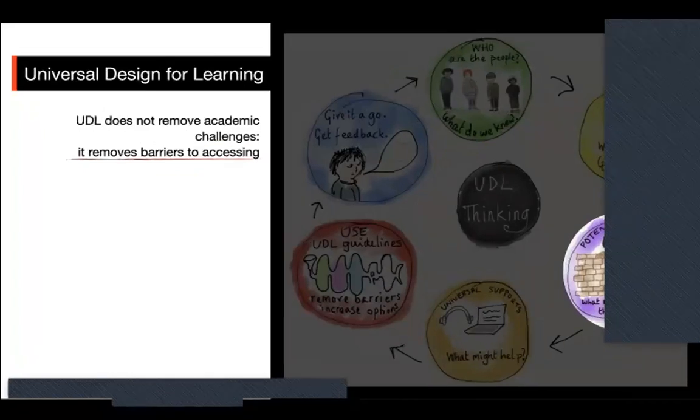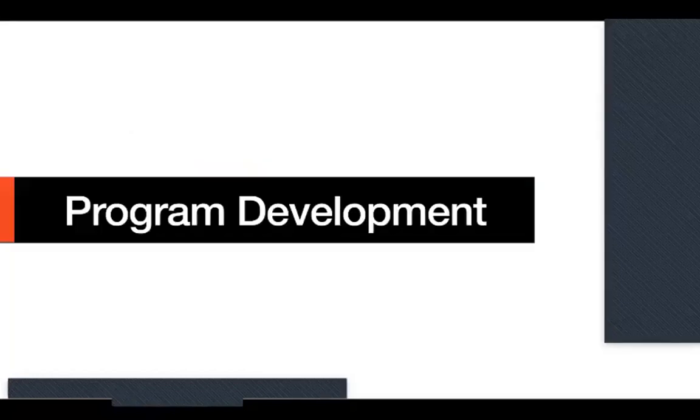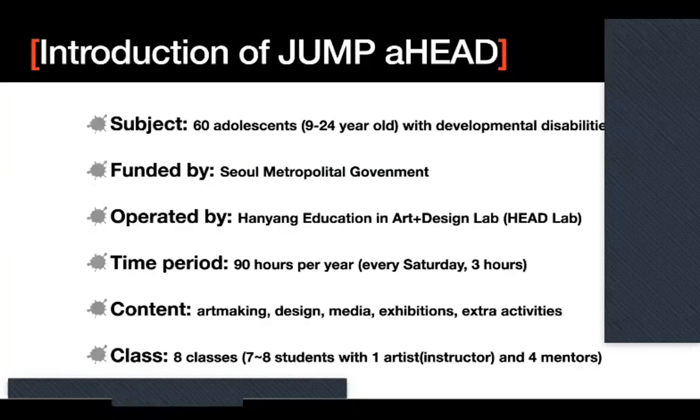So let me briefly introduce our program. We are teaching 60 adolescents aged from 9 to 24, so it's a big group. They all have developmental disabilities, but it's kind of multiple disabilities, so it's hard to describe in one or two syndromes. And it's funded by the Seoul Metropolitan Government, so it's all free for those students.